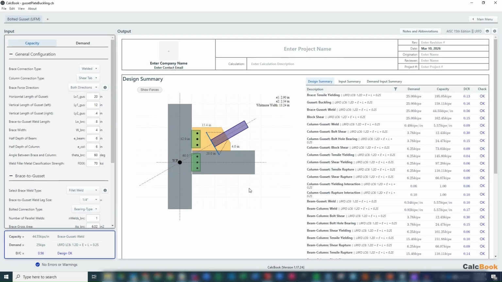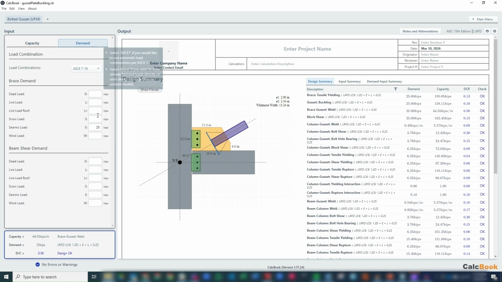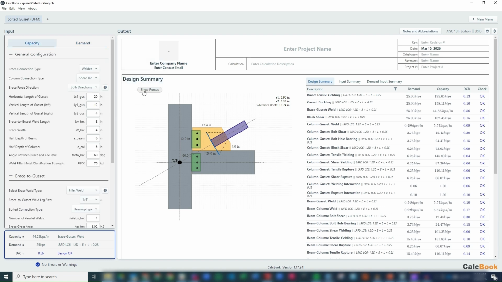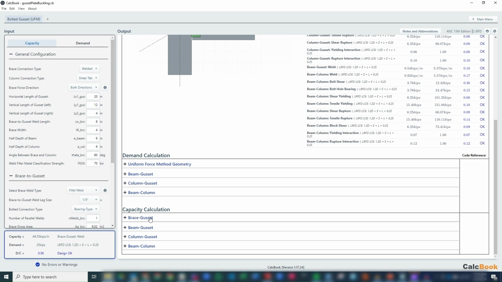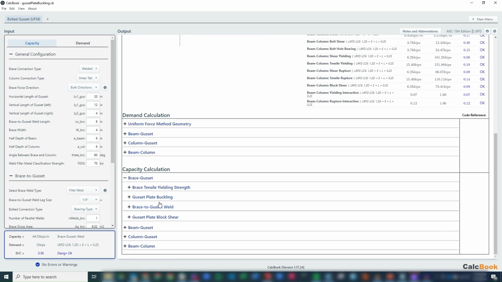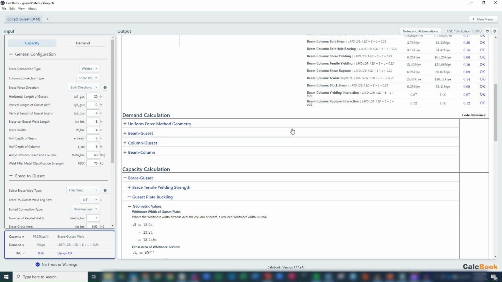All right, we've got CalcBook open now. We've already got all of our parameters set up here. We've got our demand of our 25 kips. We've got all of our gusset plate information already entered. We can toggle our forces on and off here to see what the forces are at each interface. But the one thing we're interested in here is going to be the gusset plate buckling. So let's go ahead and scroll down here to our capacity calculation. We'll go into brace gusset, and then we'll look at our gusset plate buckling.